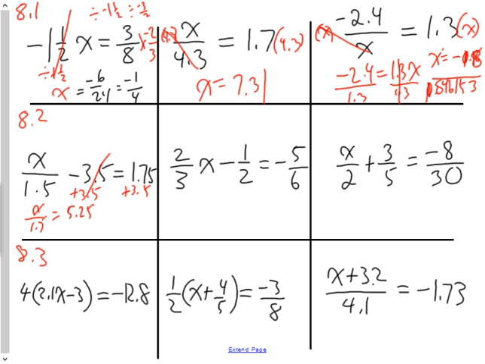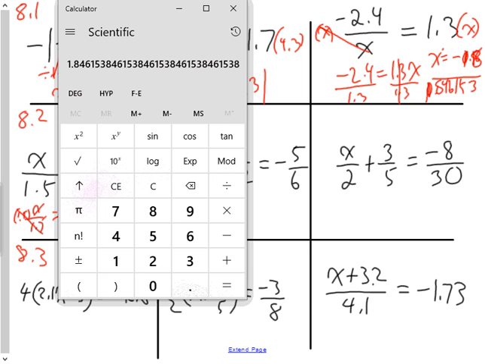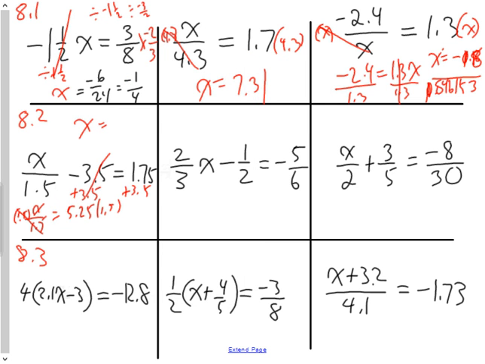5.25. Then you're going to multiply both sides by 1.5. And x will equal the product of 5.25 multiplied by 1.5, which equals 7. Because it's terminating, I'm going to use all the decimals. 7.875 exactly.